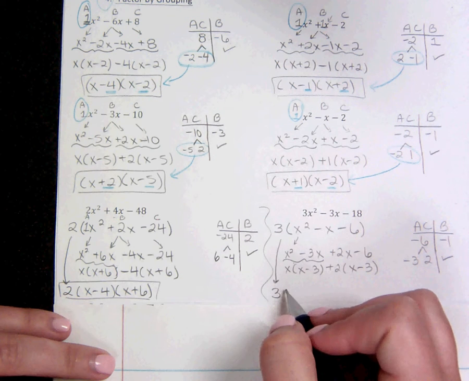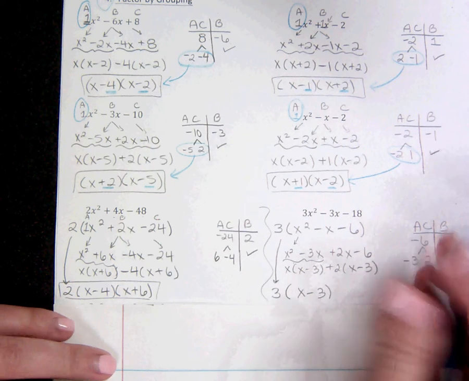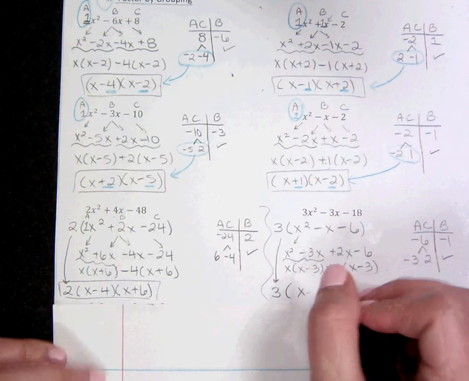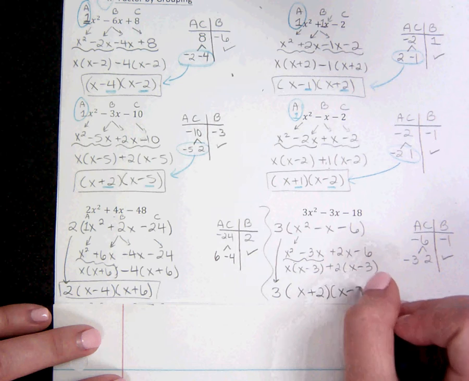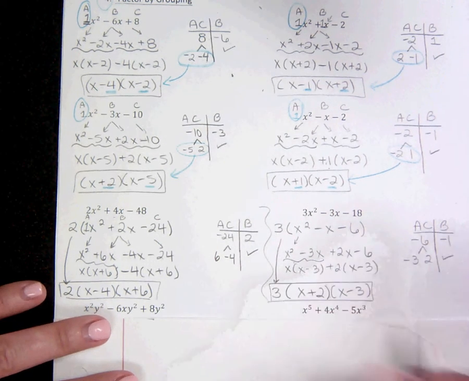So the final answer will have the 3 out front, and then x minus, oops, be more consistent there, sorry. You can put the x minus 3 first, but I usually put the GCFs first, and then the leftovers. So your final answer will have that 3 out front.